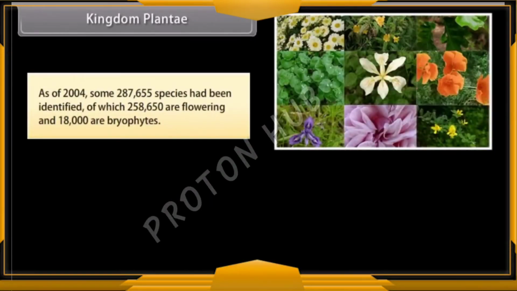They include familiar organisms such as trees, herbs, bushes, grasses, vines, ferns, mosses, and green algae. As of 2004, some 287,655 species had been identified, of which 258,650 are flowering and 18,000 are bryophytes.